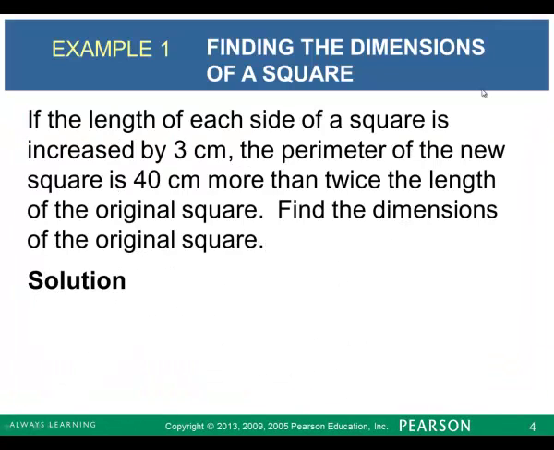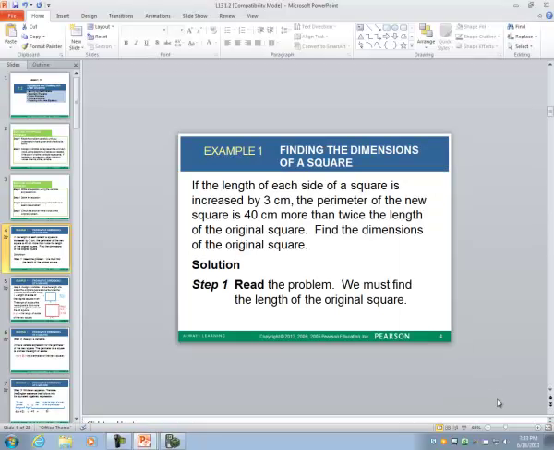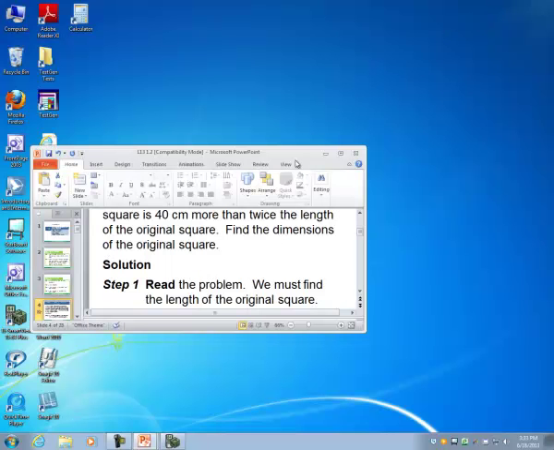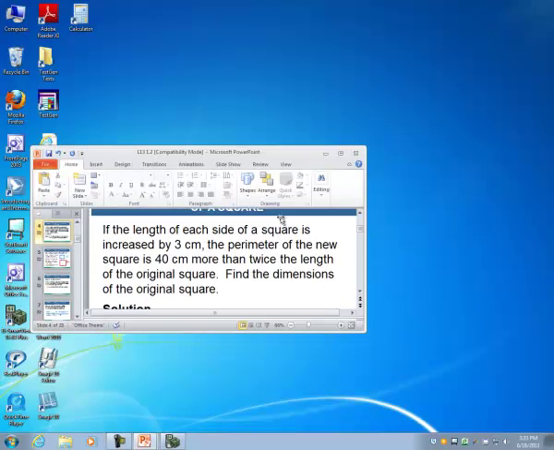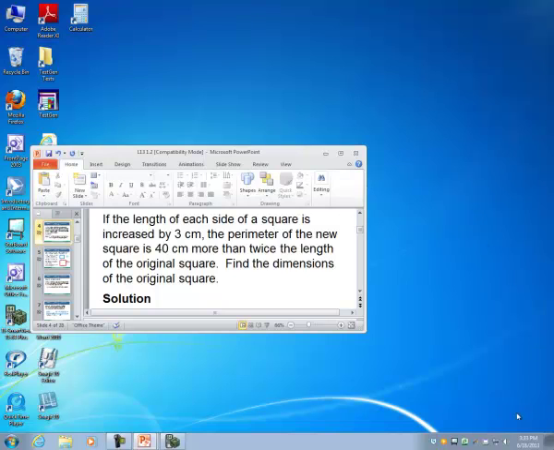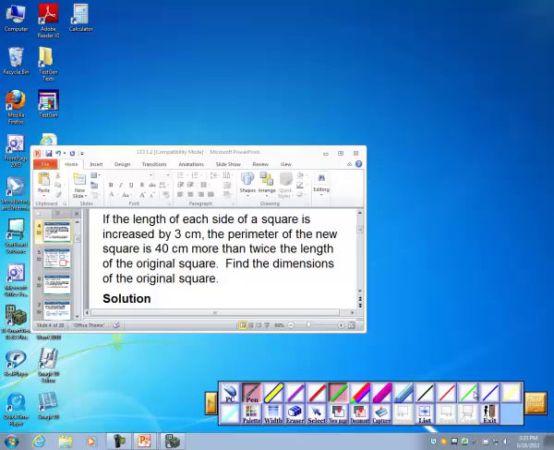All right, finding the dimensions of a square. We're going to take this and work with the problem from here. Okay, here it says find the length of each side of a square. Now it helps to draw a picture.